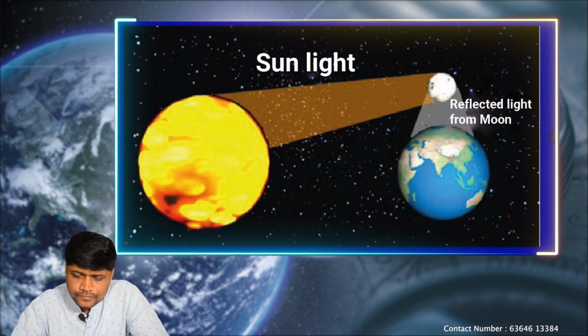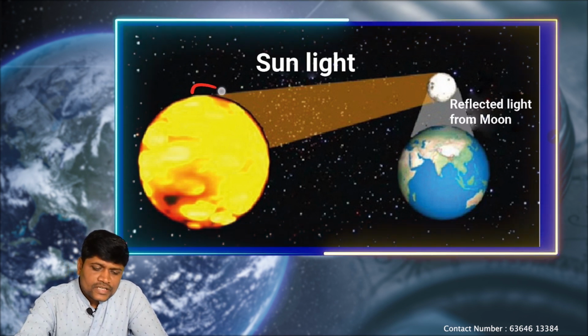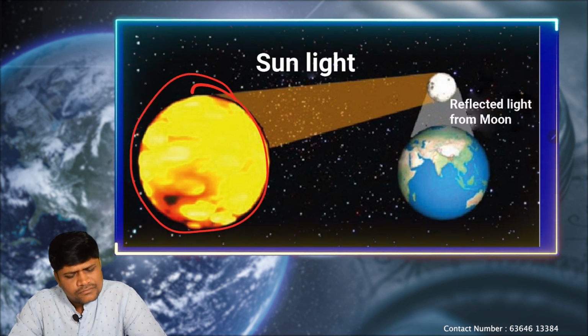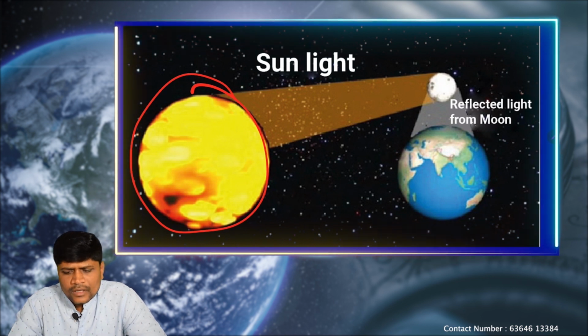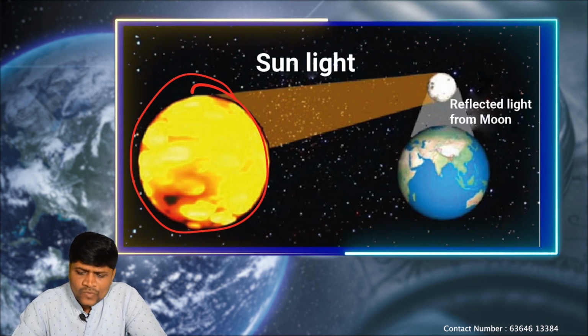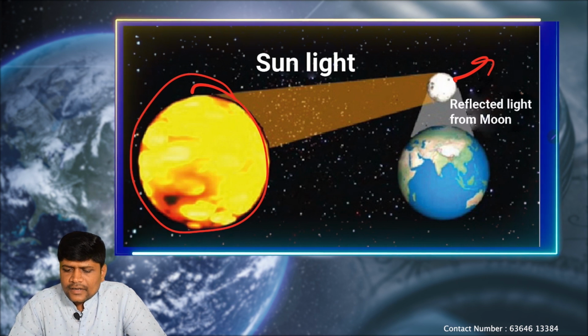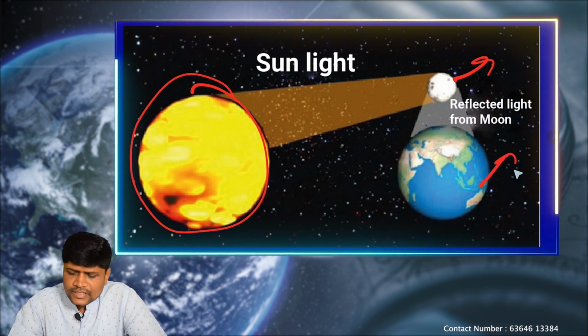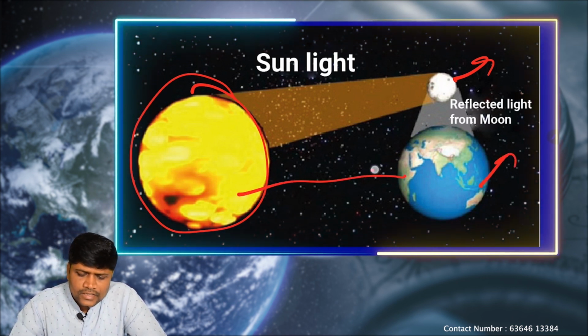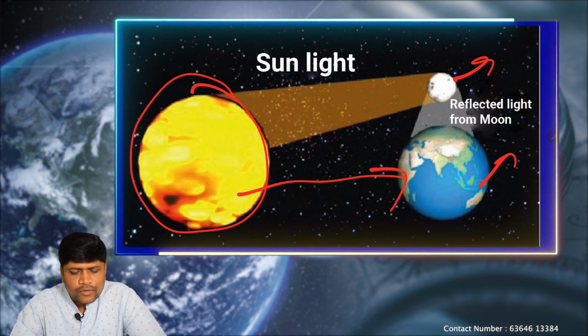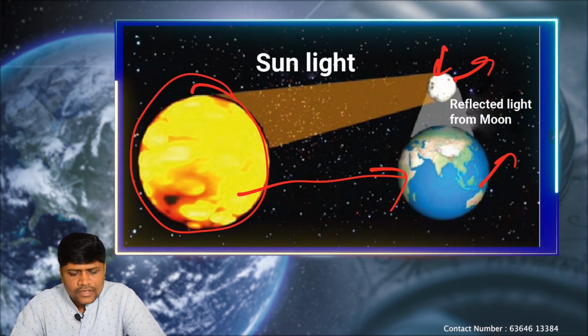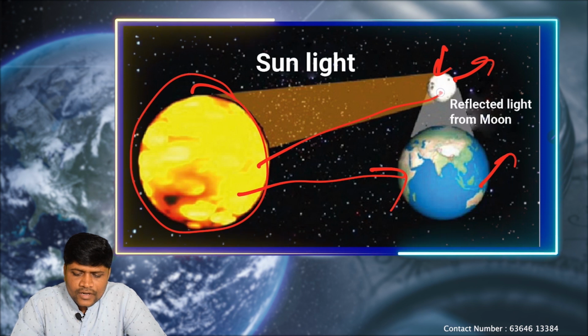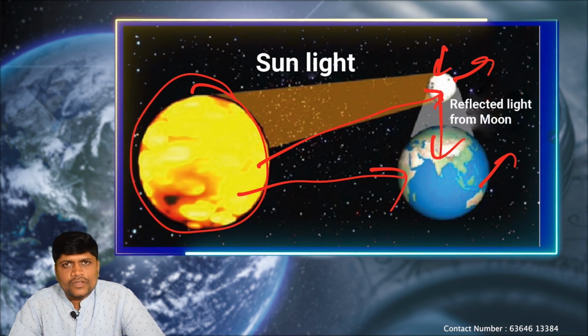Let's see. Again, we know that only the stars are the self-illuminating objects. Except stars, no other celestial body has self-light. Again, the moon is also a natural satellite. It also does not have any self-light, just like the earth. Even the earth receives sunlight, light from the sun. Even the moon also receives the light from the sun. The reflected sunlight can be seen on the moon.